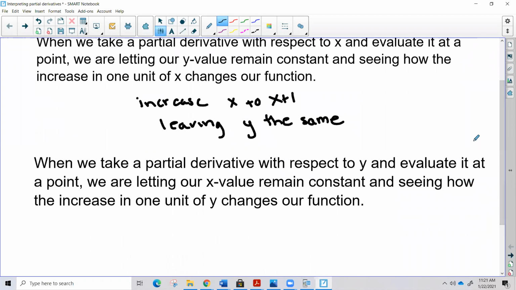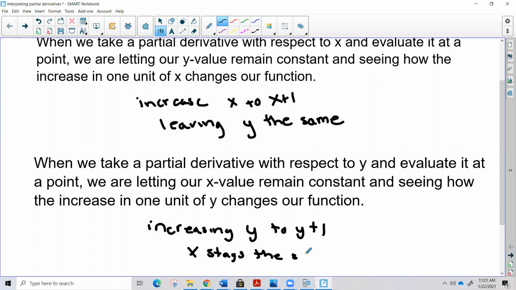And when we do a partial derivative with respect to y, it's just the opposite. So again, we'll be evaluating at a point, we're letting our x value remain constant, and seeing how the increase in 1 unit of y changes our function. So we're increasing from y to y plus 1, and x stays the same. And then we're seeing what is the impact on our function that we're talking about. So we'll either be talking about production, cost, or revenue.